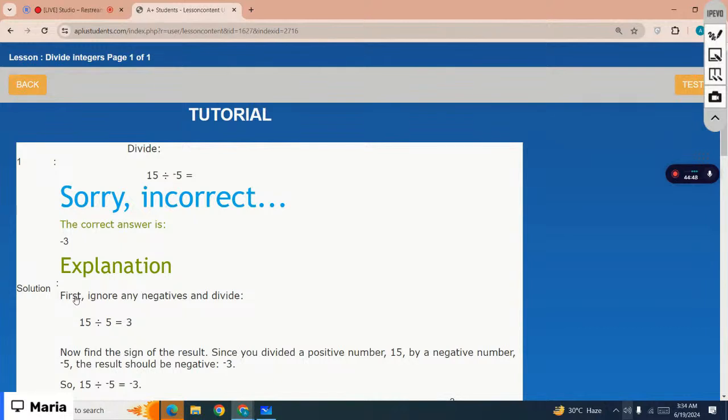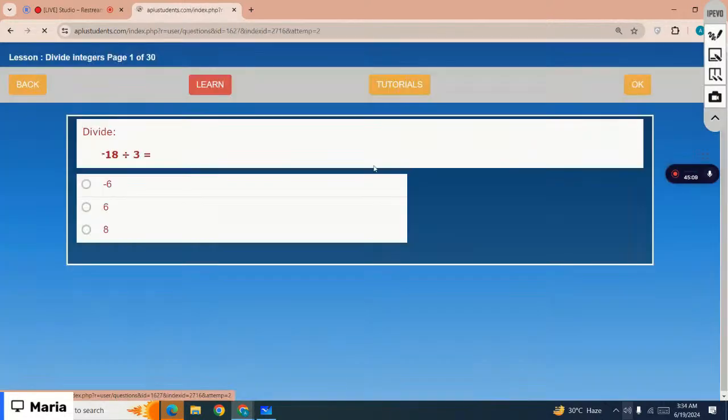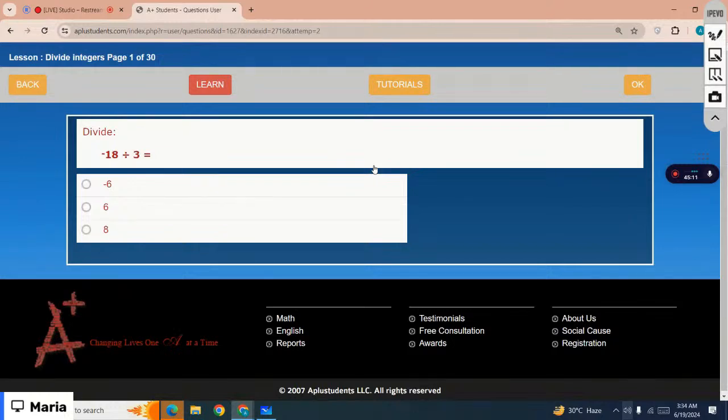The first example is 15 divided by -5. So the divisor is negative. The answer must have a negative sign. 15 divided by 5 is 3 and the answer will be -3. Got it? Let's just start with the test questions. -18 divided by 3, which is the correct option?